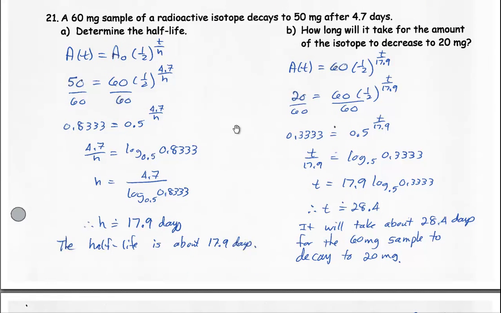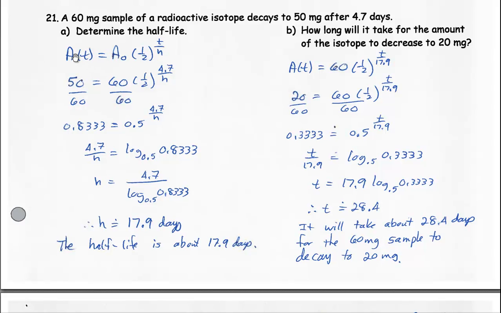For question number 21, we're told that a 60 milligram sample of a radioactive isotope decays to 50 milligrams in 4.7 days. So we're asked to determine the half-life, and then I have another question B here. So the half-life is the amount of time for half of it to dissipate. And so this is the general formula. The amount after a certain time is the initial amount times the half to the power of the time over the half-life. H is what we're trying to solve for here.